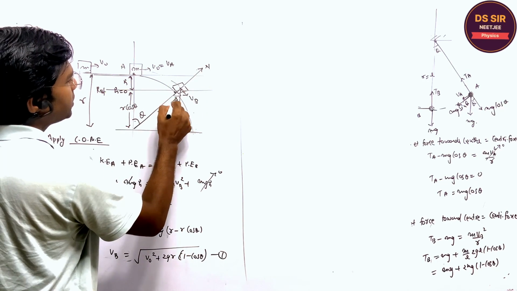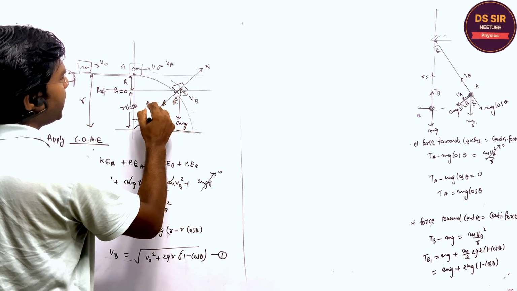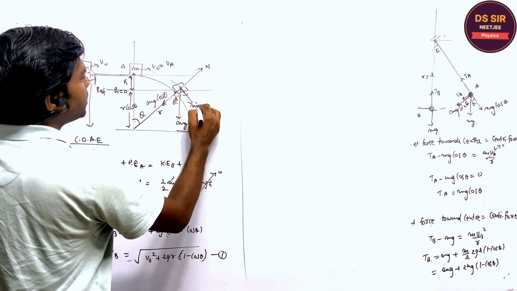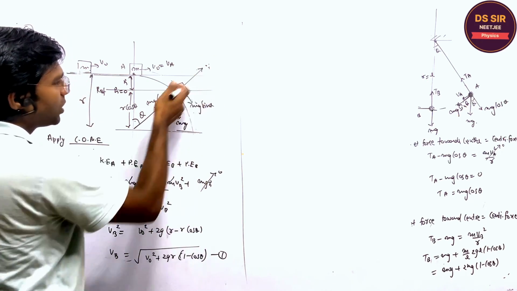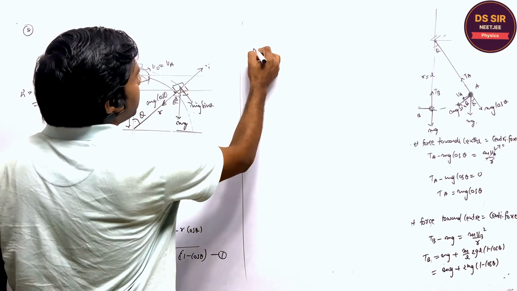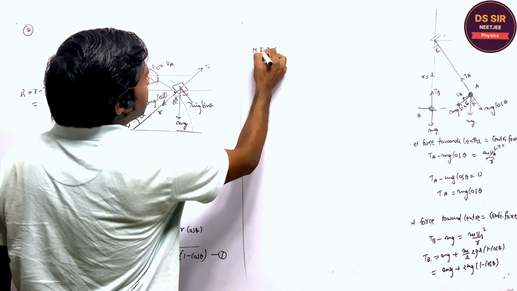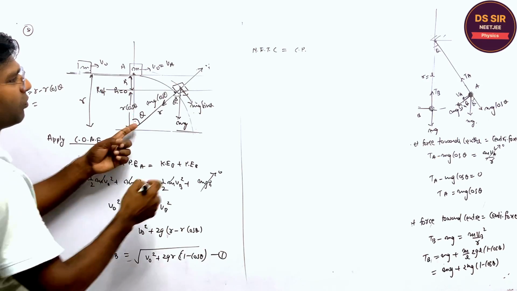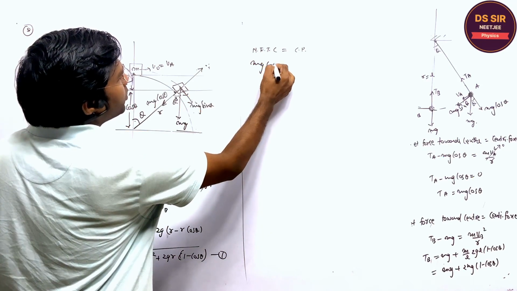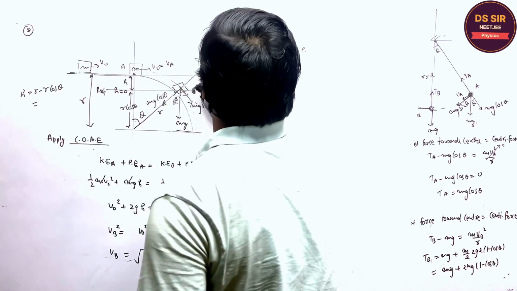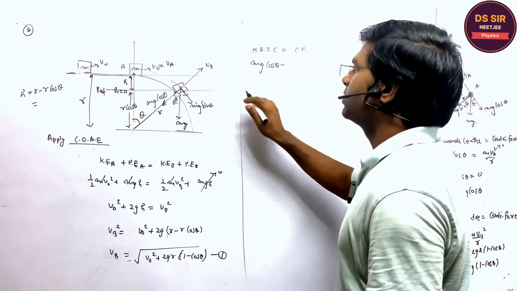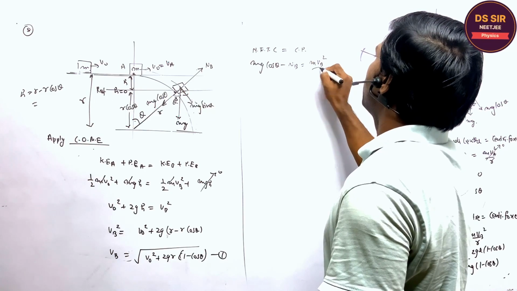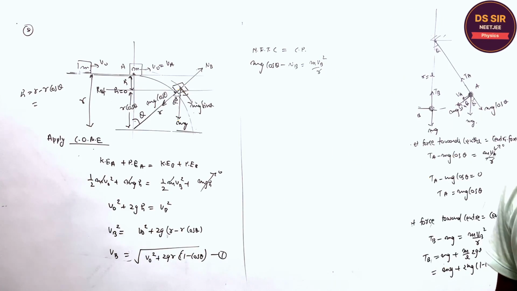If this is theta, this is theta. So this is what? Say mg cos theta. And this is what? Say mg sin theta. So you tell me what is the net force toward the center? Net force towards center is equal to centripetal force, right? What will I write? mg cos theta minus nb, right, at this point. This is equal to centripetal force. Is it clear or not, you tell?